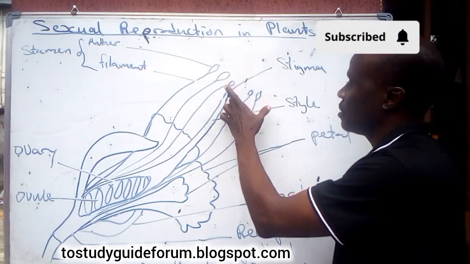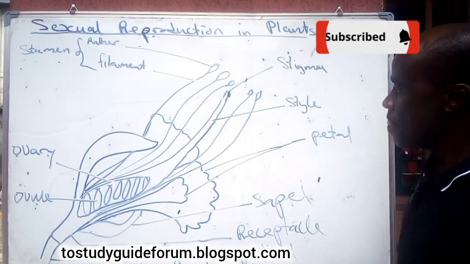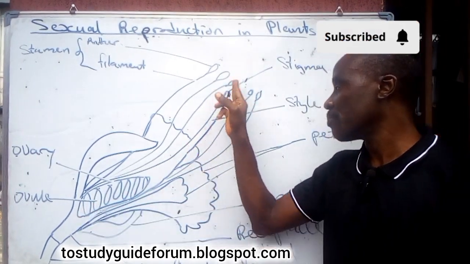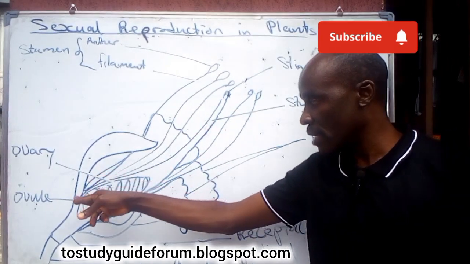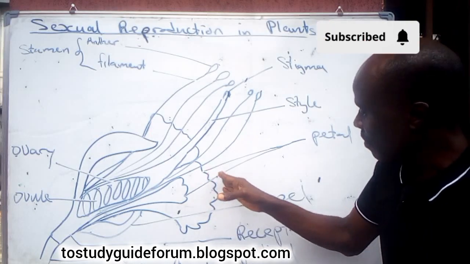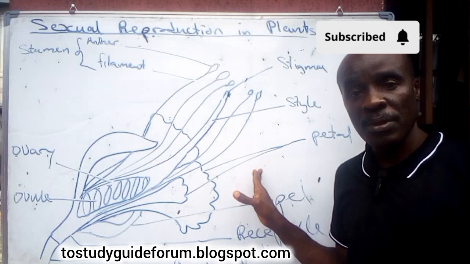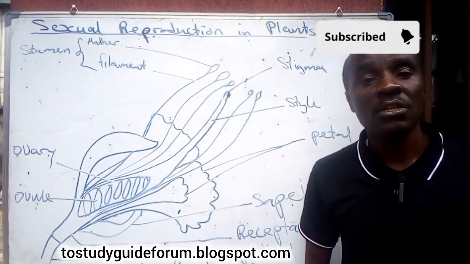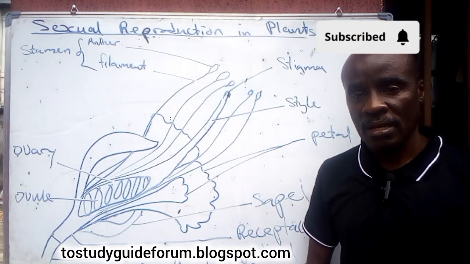But let's look at the female reproductive organ parts. The female reproductive part comprises of the pistil. From here to here is called the pistil. There we have the stigma, we have the style, we have the ovary, and we have the ovule. So this other one we have the petal, the sepal. Then we might not be really going deep into this other one because we really want to talk about the sexual reproduction in plants.